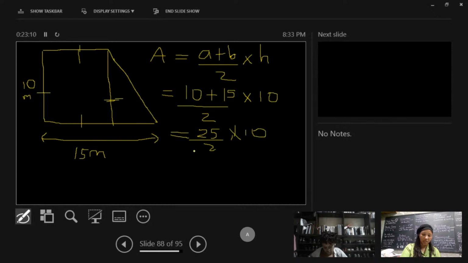Can we cancel? Yes, miss. We can cancel the 2 and the 10. The top number would give 5. So 25 times 5 is 125. So it would be 125 meters squared. Correct.